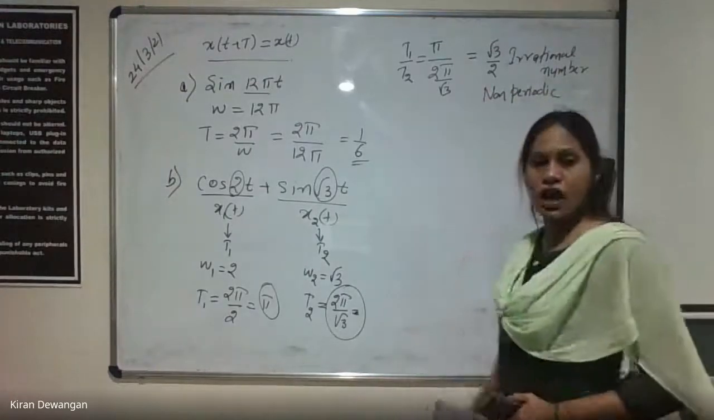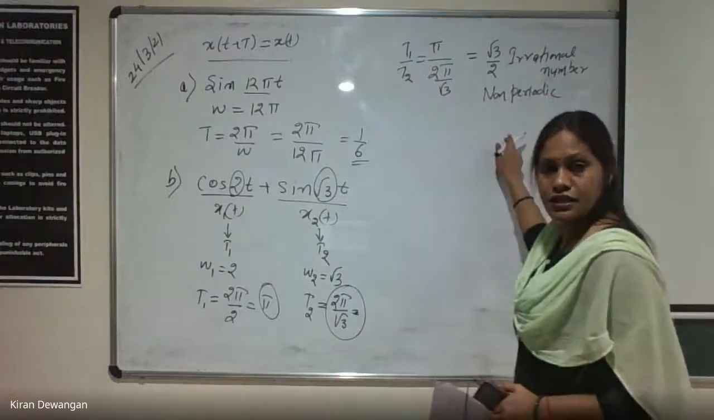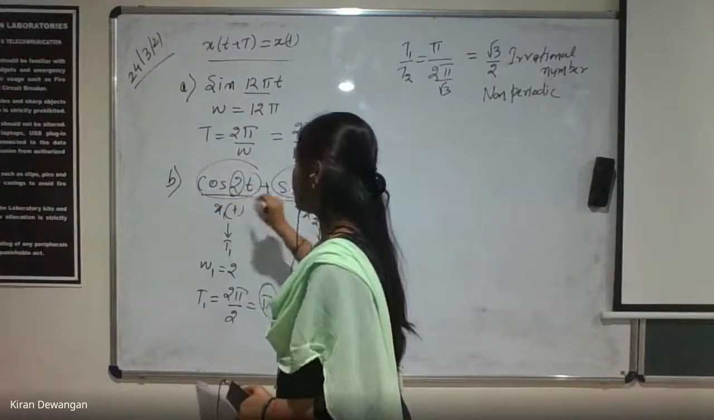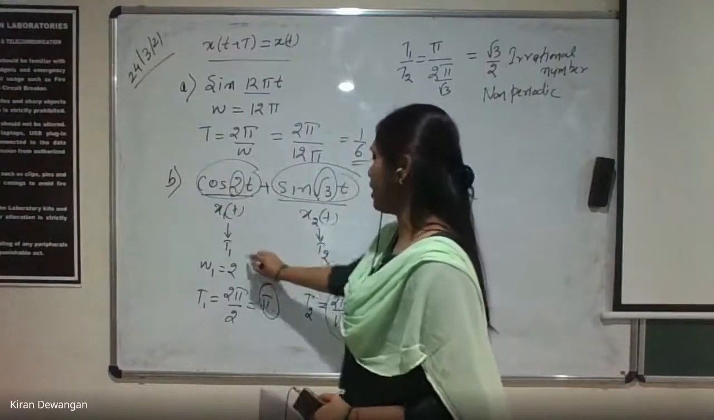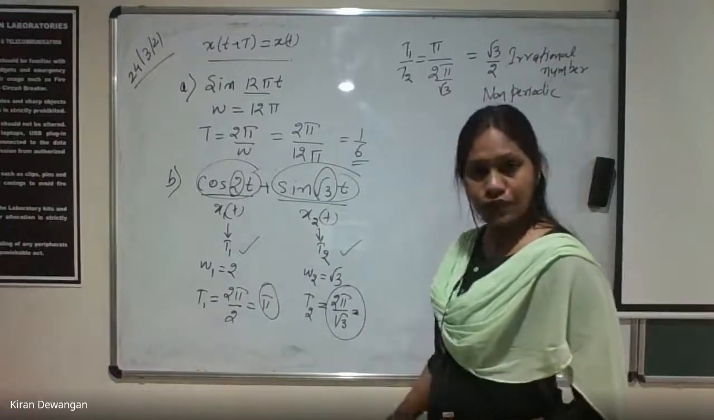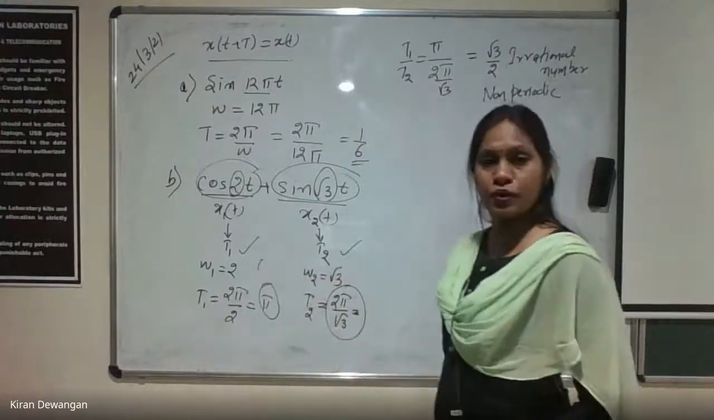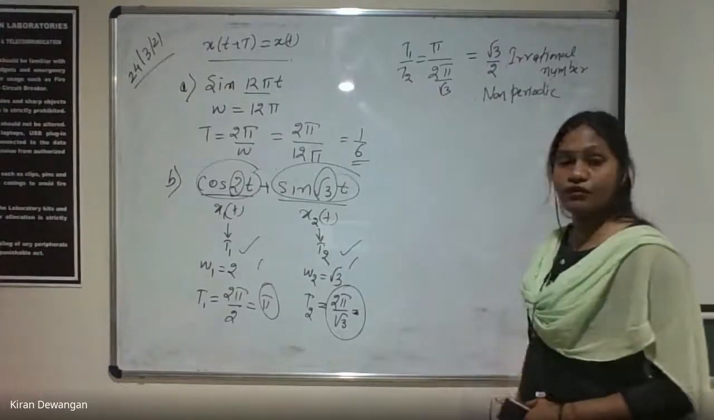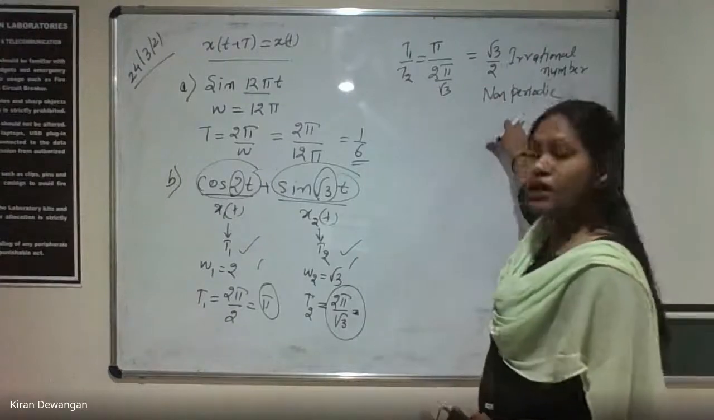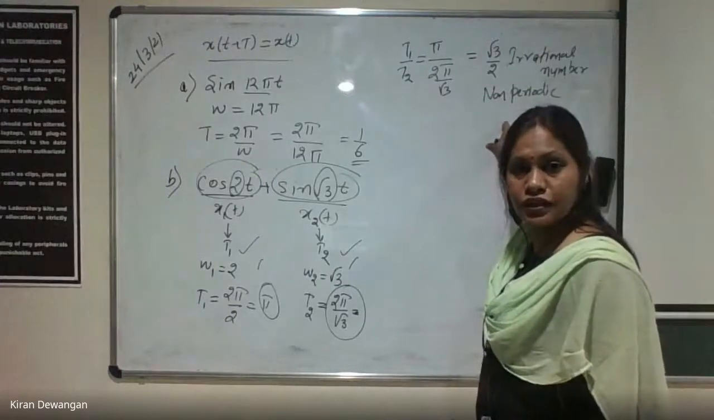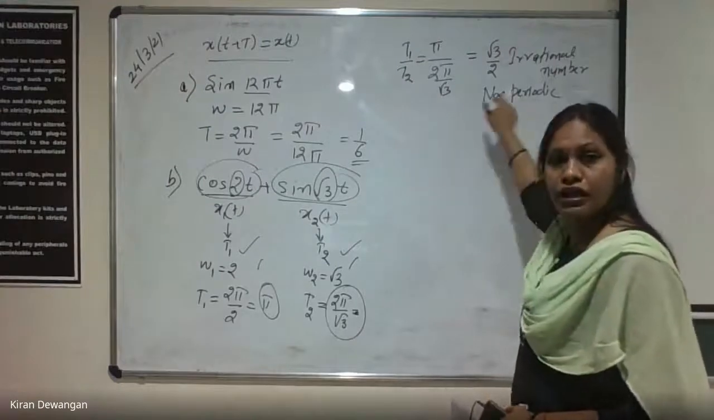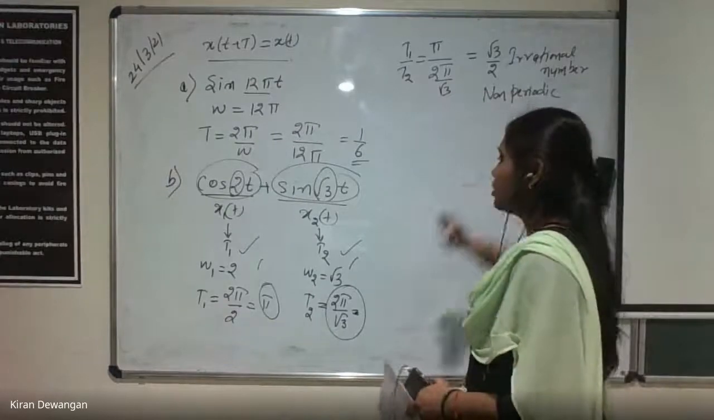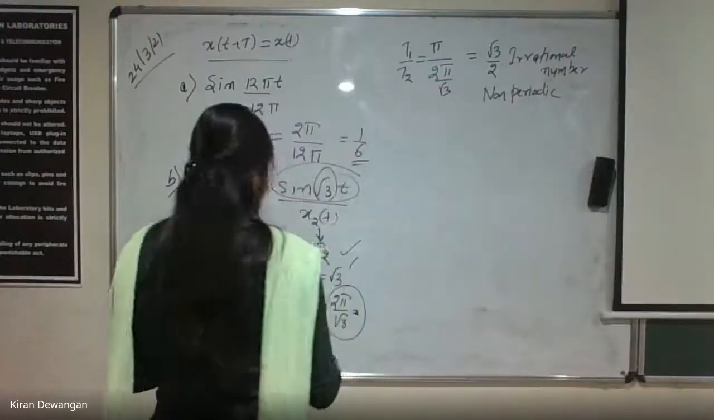Clear? So that is how we can find the periodicity of any combination of two signals, that is, the sum of two signals. We have to find out T1 and T2 respectively, that is T1 for x1(t) and T2 for x2(t). After that, we take the ratio of T1 and T2. If this comes out to be a rational number or a ratio of integers, then we can declare that it's periodic. But if it does not come out as a rational number or ratio of integers, then it is non-periodic. Now let us do another question.